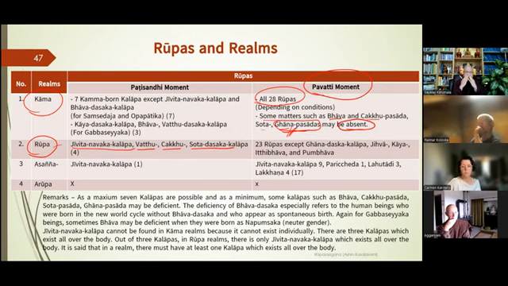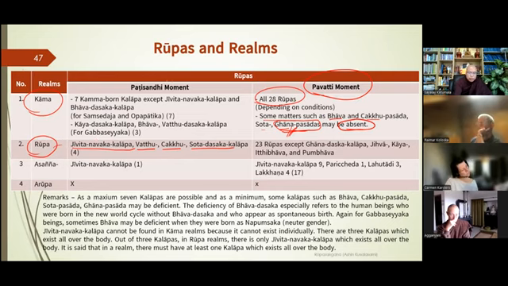They have a nose, but there is no nose sensitivity. They have a tongue, but they don't have tongue sensitivity. And also they have a body, but they don't have tangible sensitivity, Kaya, body sensitivity. Sorry.